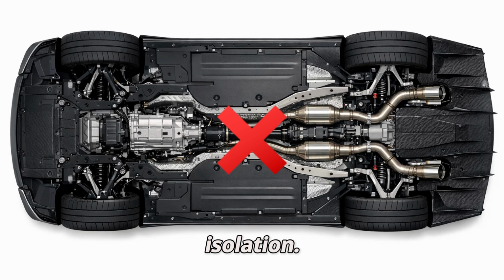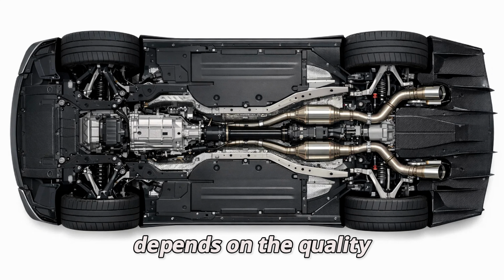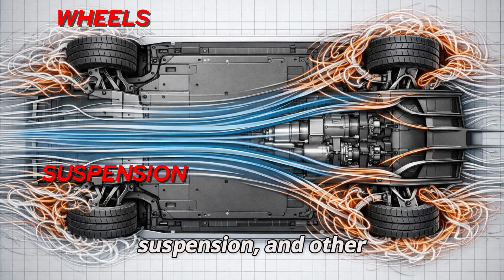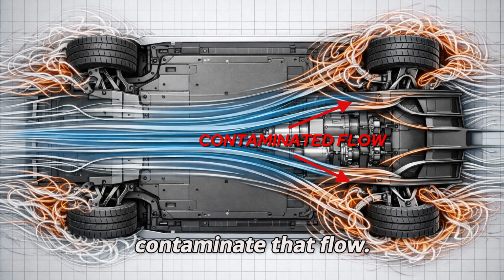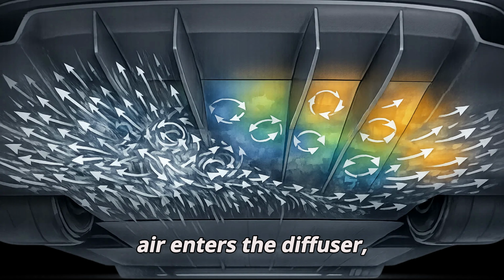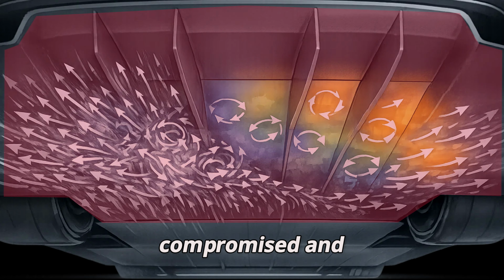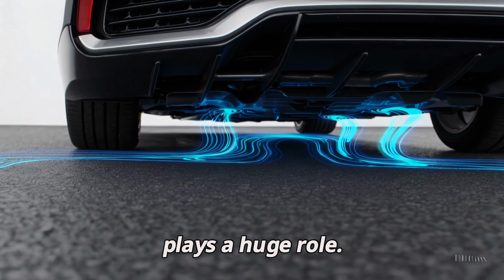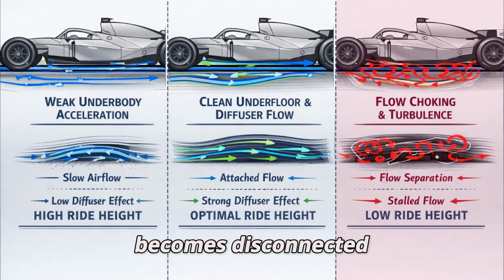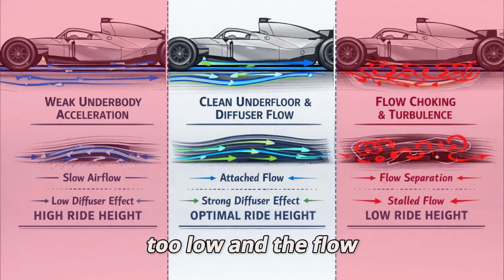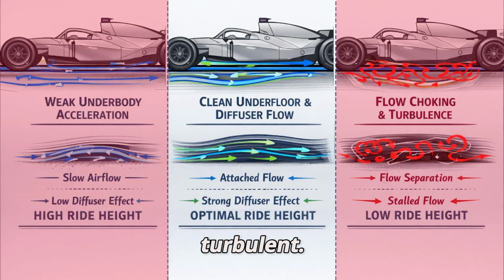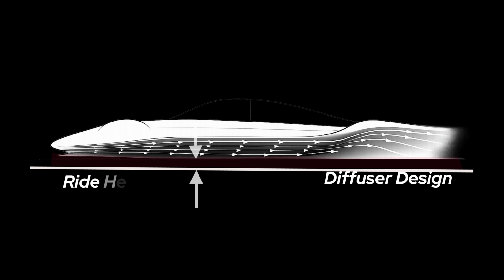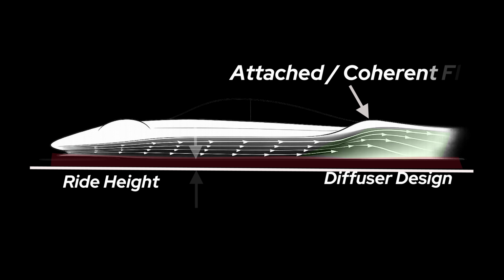Diffusers don't live in isolation. Their effectiveness depends on the quality of flow entering them. Turbulent wake from wheels, suspension, and other underbody components can contaminate that flow. If high-energy turbulent air enters the diffuser, pressure recovery is compromised and downforce falls off. Ride height also plays a huge role. Too high and the flow becomes disconnected from the underbody. Too low and the flow can stall or become turbulent. The peak performance of a given diffuser design is tied to a narrow window of ride height where the underbody flow remains attached and coherent.